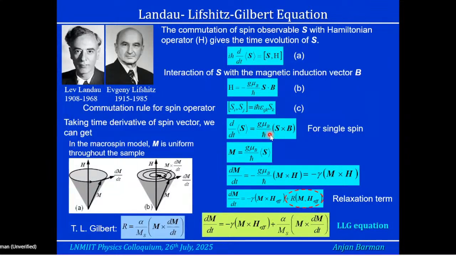So basically then this will become dM/dt equals gμ_B over ħ, M cross H, basically M cross B. And now I'm not writing H as this Hamiltonian, but a magnetic field, okay? Because we know that B equals μ0 H, so we can write that. So this gμ_B over ħ is basically the magnetomechanical ratio or the gyromagnetic ratio, minus γ M cross H.